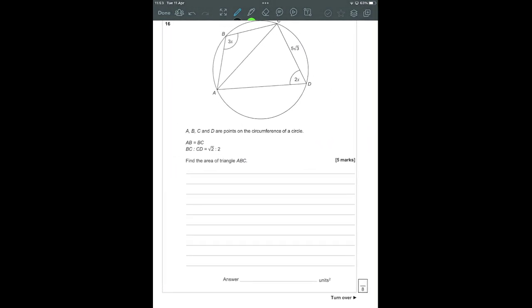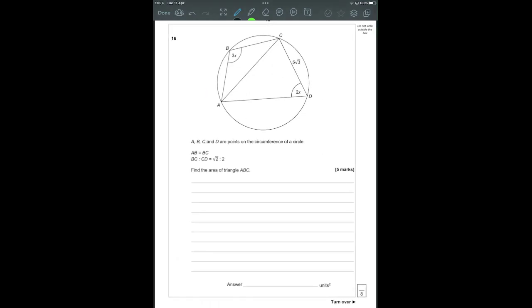A, B, C, and D are points on the circumference of the circle. We have that AB is equal to BC. So that's saying I've got an isosceles triangle ABC. We have that BC is in the ratio with CD. Okay, I'm not entirely sure why that's going to be relevant yet. Oh, I suppose it can find the length of BC immediately.